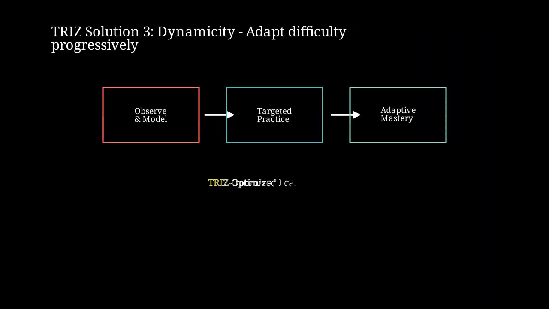Here's the TRIZ optimized learning path. First, build mental models through observation. Then, engage in targeted practice of high-impact skills. Finally, use adaptive systems to reach mastery efficiently.